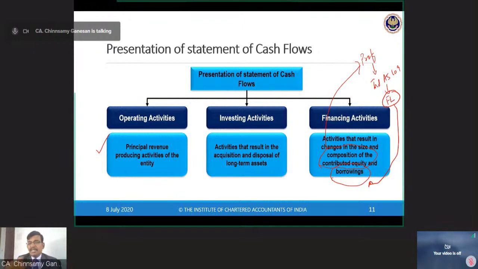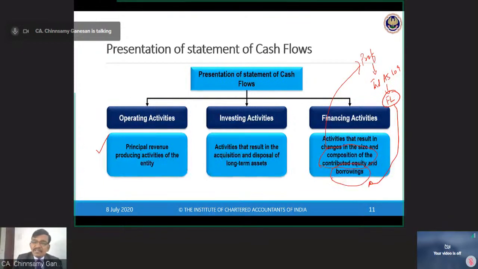The question is, during the year, the company has issued certain preference shares and redeemed certain preference shares. Both are two different activities. For the time being, I am taking them as two different activities. Can I show them on a net basis? There are some conditions which we will see on a different slide. Preferably show the new issue of preference shares as a separate line item, and redemption of preference shares as a separate line item. Don't net it off, unless certain conditions have been met.